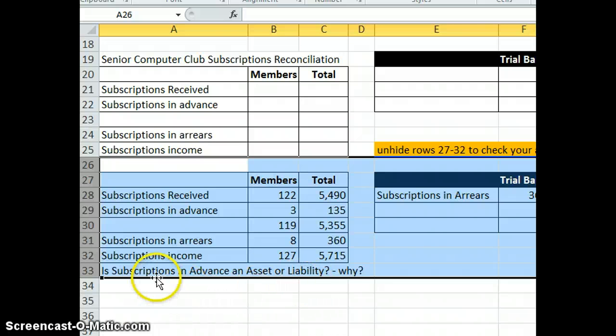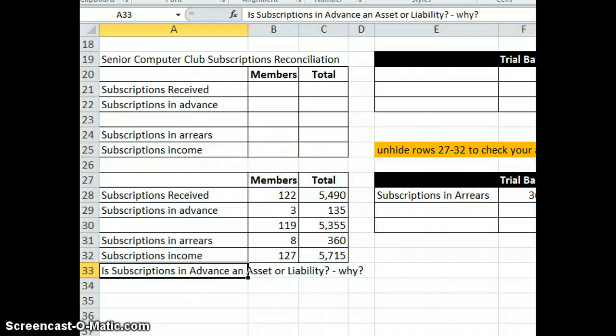Great. After that, there's subscriptions in advance, and asset or liability. Why? Remember, in describing asset or liability, you have to talk about past transaction, present control or obligation, and future economic benefit or sacrifice. Alright, so that's what you need to do for this part of the question. Good luck.